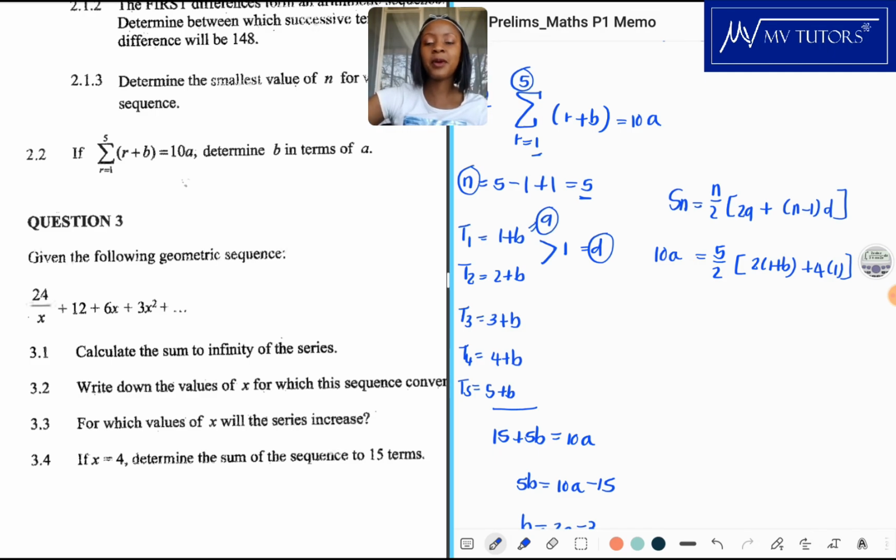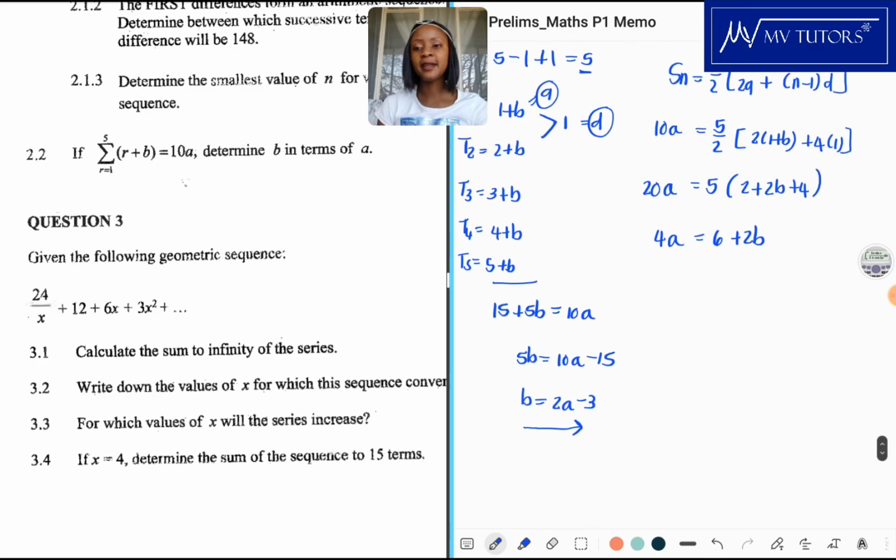Okay, so I'm going to remove the 2. I don't want fractions, so I'm going to have 20a is equal to 5, and in the brackets I have 2 plus 2b plus 4. So if I simplify that, actually this 5 I can also divide it. Right, so 20 divided by 5, that's 4. So I have 4a is equal to 2 plus 4 is 6 plus 2b.